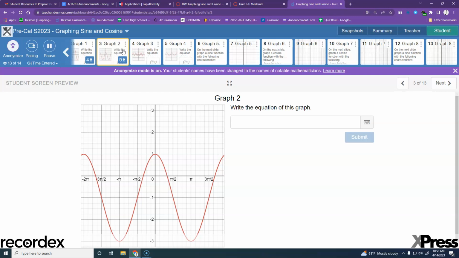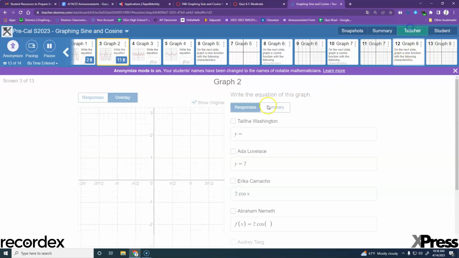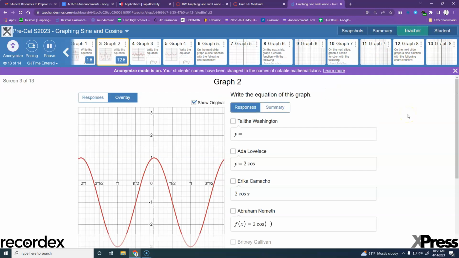Write the equation for this graph. Again, sine or cosine doesn't matter, but there might be one that's easier than the other here. And again, on all of these, you want to put a y equals or f of x equals at the beginning.